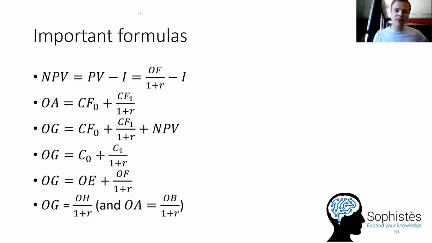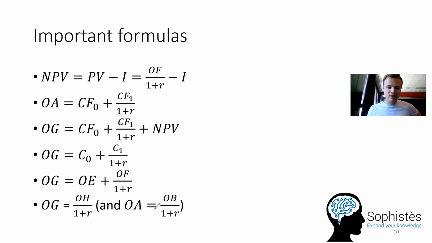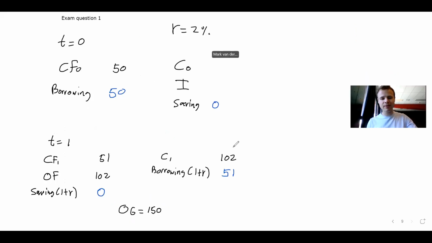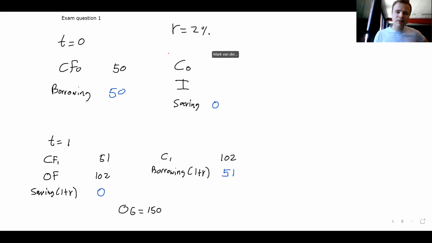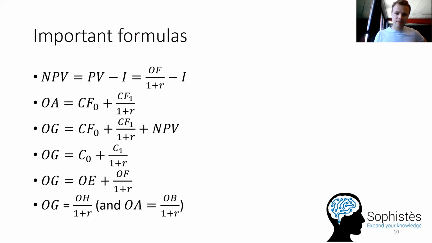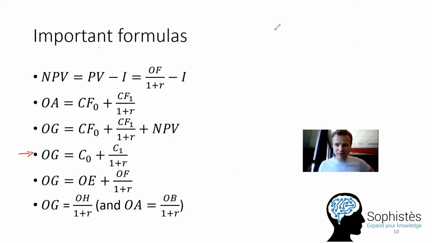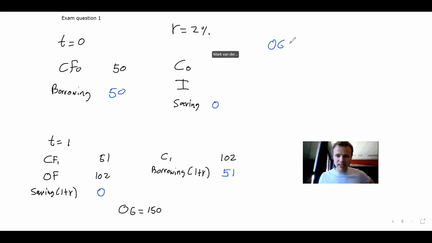Which of those only has one unknown variable? And I give you a hint. We knew the OG, right? We know that the OG was 150, and we know the C1 and we know the R. Just a hint. So which formula only has one unknown variable? The fourth formula. I will copy it. So we have OG is C0 plus C1 divided by 1 plus R.